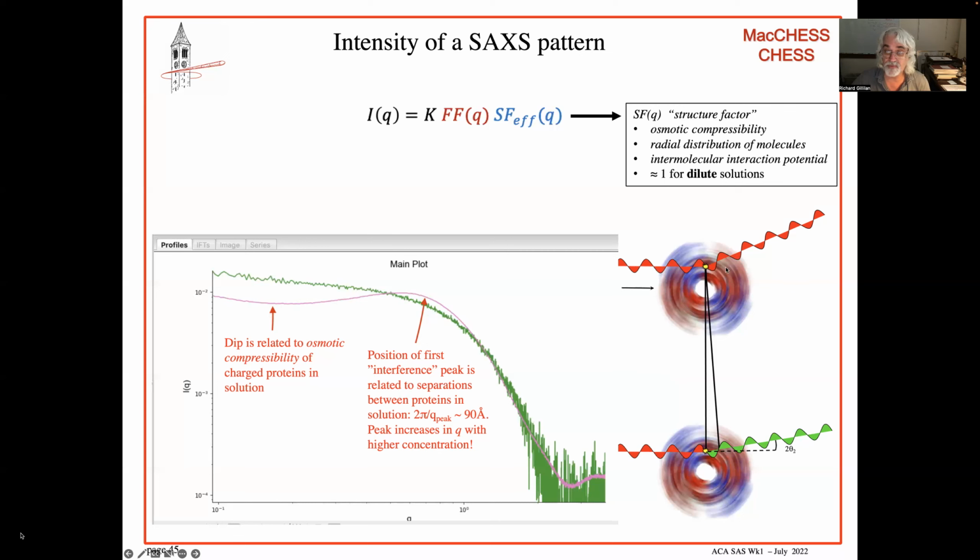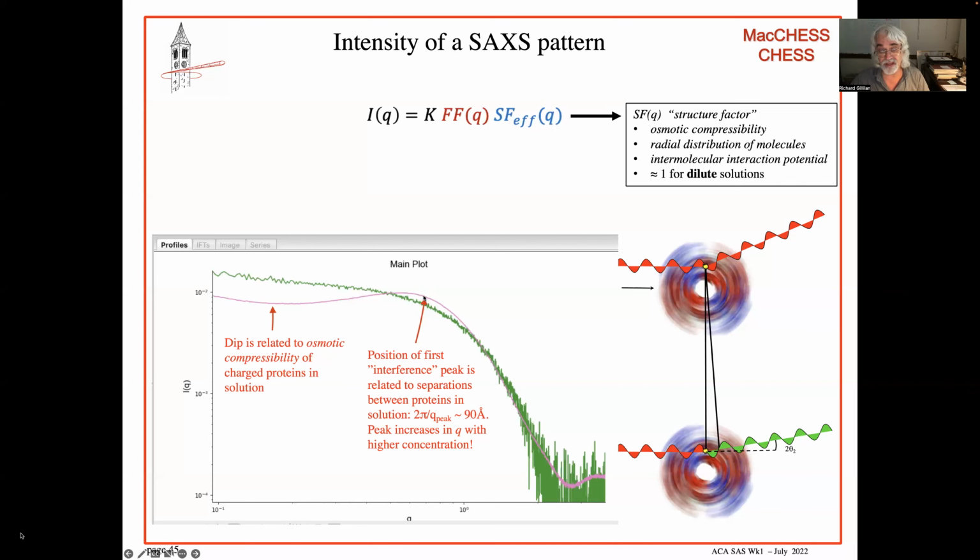You can think of proteins as being like an ideal gas, right? If you have an ideal gas and you try to pressurize it, they'll resist getting close because they have like charge. But there are areas of high density and low density, and that is related to the compressibility of that ideal gas. And so this dip, when you get a concentrated solution, is telling you about that compressibility, right?